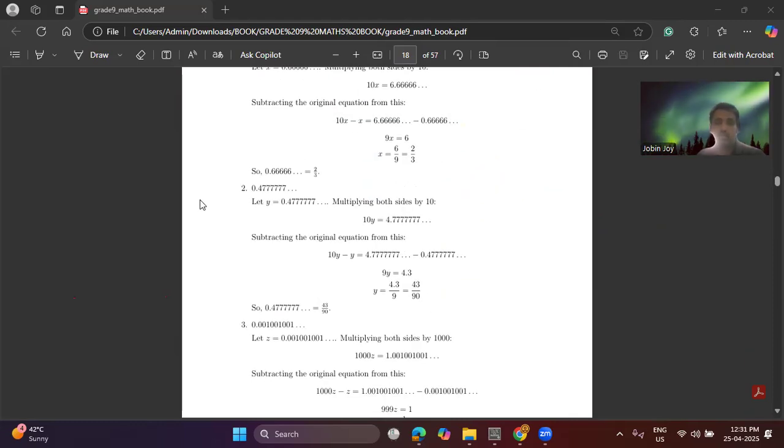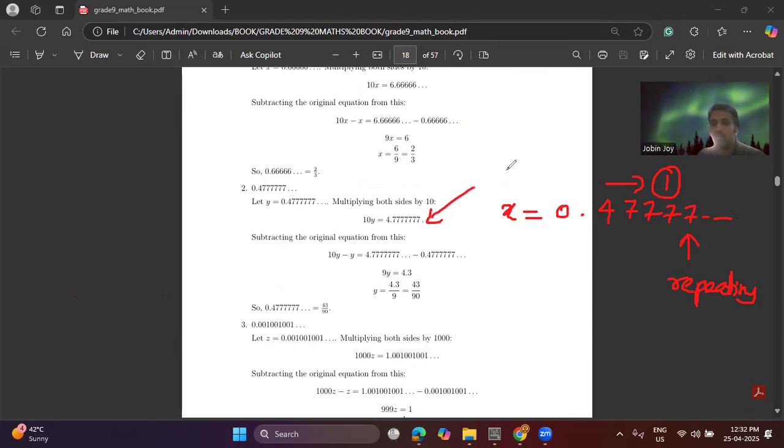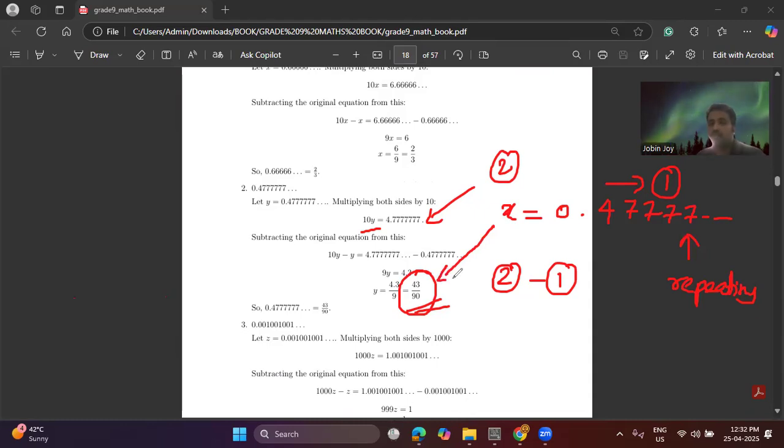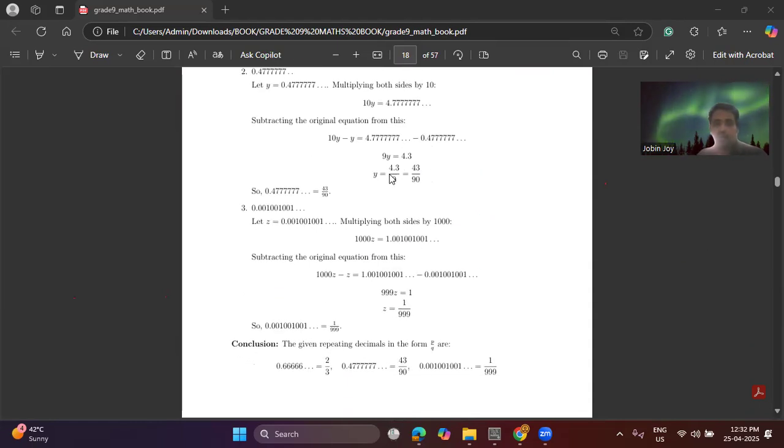And the next one is 0.47777, etc. Here x equals 0.47777, etc., that means 7 is repeating. One number is repeating. So first I am giving this as equation number 1. Then multiply with 10 because one number is repeating, this is equation number 2. Then find equation number 2 minus equation number 1. You will get the answer 43 by 90. So you can write the given number in the form of a rational number, 43 by 90. Very simple.